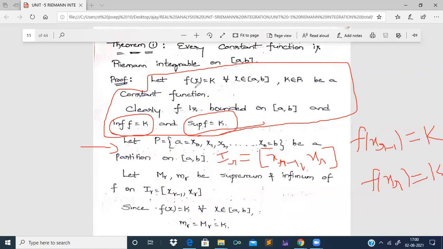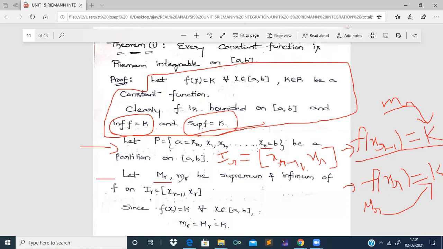Therefore, as f(x) is a constant function, in every segment, for every value of x, we get f(x) is equal to k. In the rth subinterval Ir equal to [xr minus 1, xr], we have got f(xr minus 1) as k, and f(xr) is equal to k, right? That means if I take f(xr minus 1) as small mr, that is the infimum of f(x) in the rth subinterval, it is equal to k. If I take f(xr) as the supremum of f(x) in the rth subinterval, then it is equal to k, right? That is what we have written here.